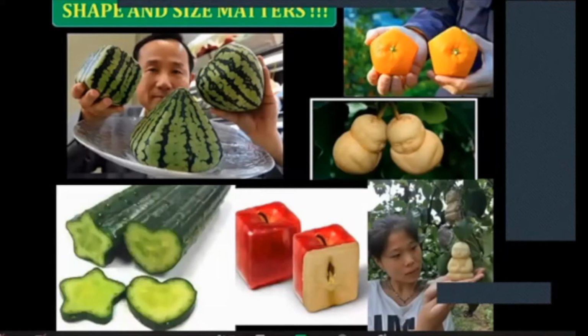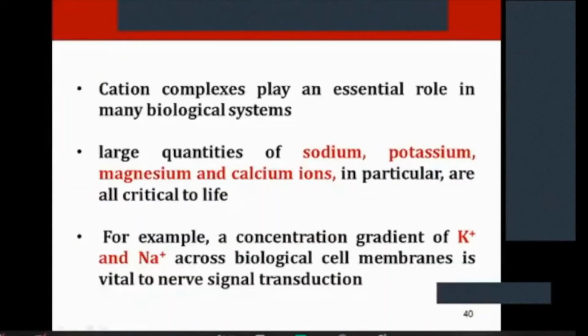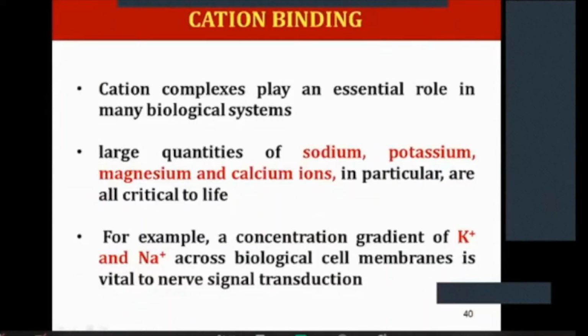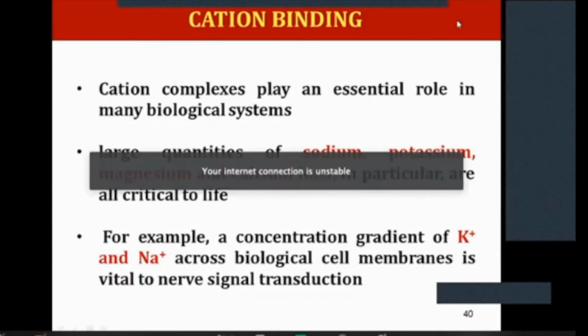Right, so let me go down to the three important aspects: cation binding, anion binding, and neutral molecular binding. I will take one example of a supramolecule and show how it forms the binding interactions. For cation binding, you all know that cation complexes play an essential role in many biological systems. Large quantities of sodium, potassium, magnesium, and calcium are particularly critical to life.